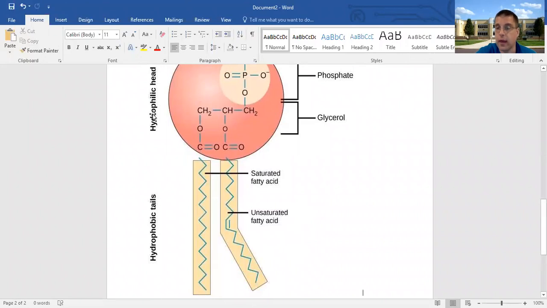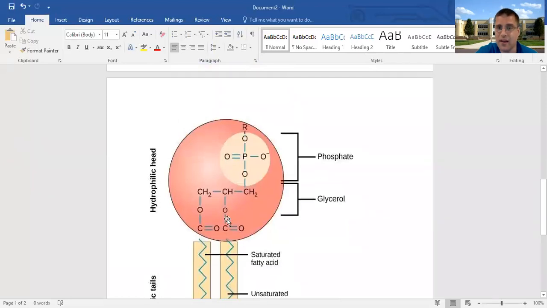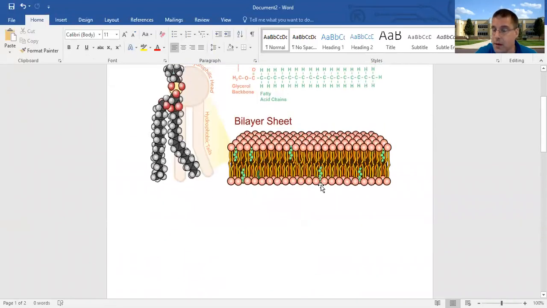And that's why this is amphipathic, both polar and nonpolar, right? That's how it's designed, okay? And a gazillion of these make up the cell membrane. So I'm going to attach this on here so you guys can take a look at it.